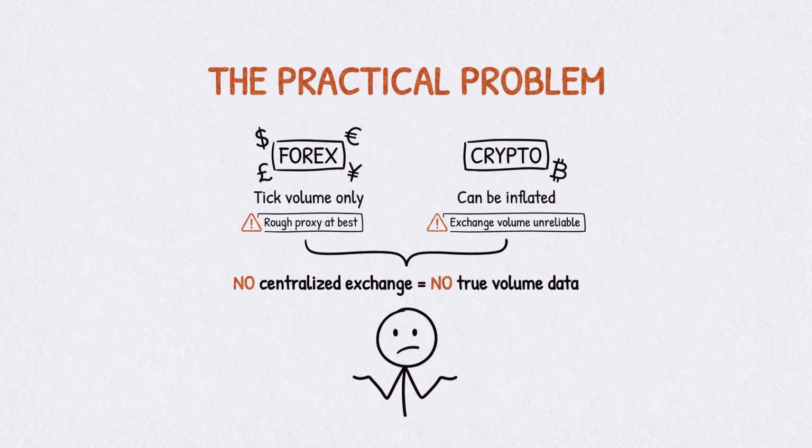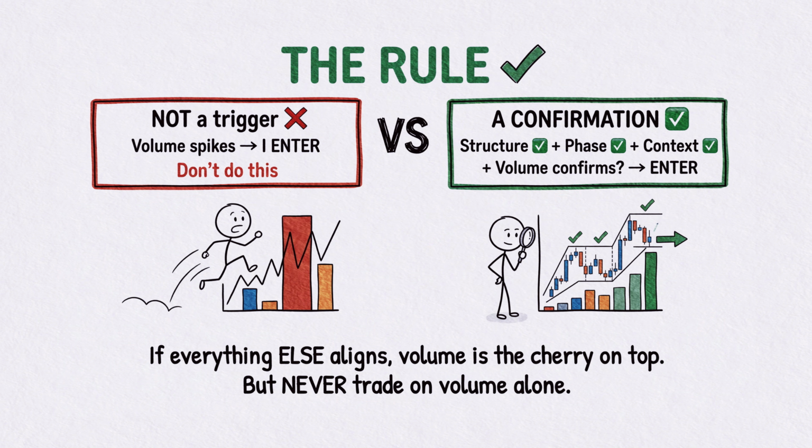So here's the rule for decentralized markets. Use volume as confirmation, not as a trigger. If everything else, structure, phases, context, aligns, low volume on a pullback is a good sign. But don't enter a trade just because volume spiked.